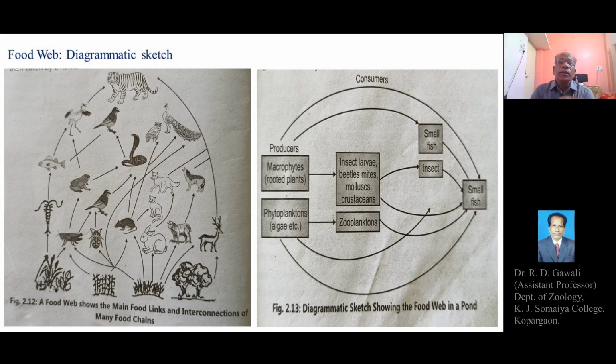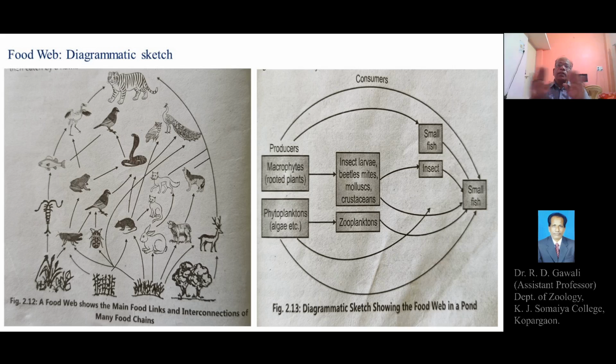So in both the figures, several food chains are represented which are present in a single ecosystem. There is evidence of the presence of several food chains in a particular ecosystem and how they are interconnected with one another. So this is about the food web.